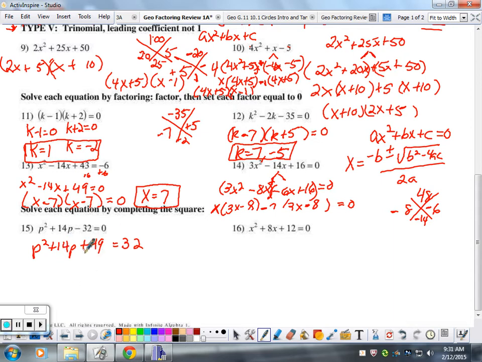Now this is an equation, and I just added 49 to one side. What has to happen? What do I have to do, Ellie? I have to keep this equation in balance, add it to the other side. This is a perfect square trinomial. So you take the square root of p squared, you take that square root of 7. This is a plus situation. That becomes p plus 7 squared, and then I have to add 32 and 49.